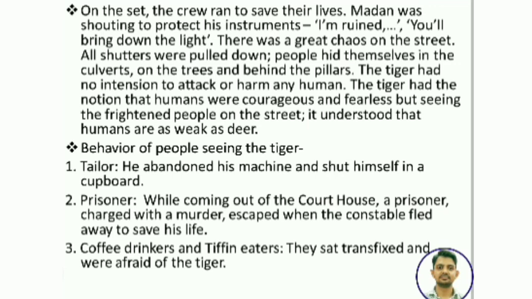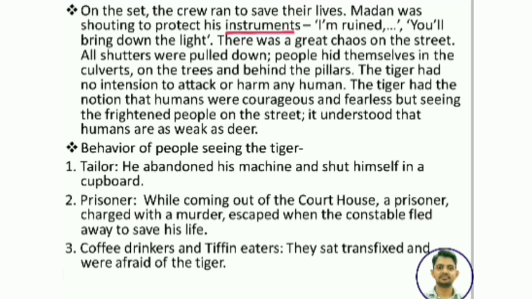But Madan was at that time very much concerned about his instruments. He said, "I'm ruined. You shall bring down the light." He was shouting at people who were running here and there. All other members of the crew left. Madan himself had to leave that place, and the tiger was out of the cage.